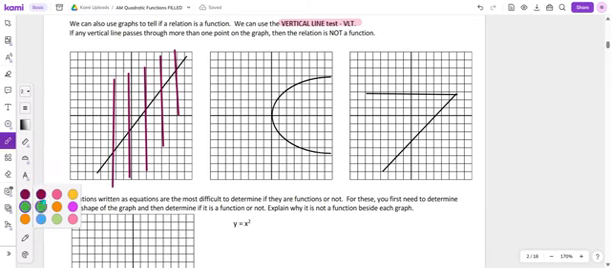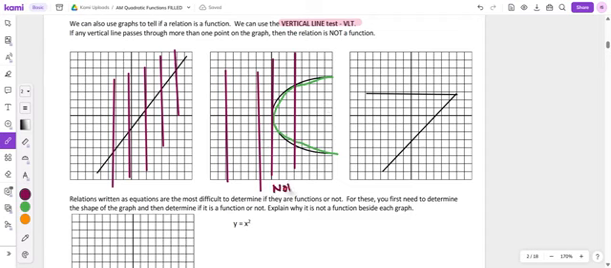They don't. Well, what if we have a sideways parabola like this? Let's draw some vertical lines. Doesn't touch the parabola, doesn't touch the parabola. Watch, touches it once, touches it once, and then touches it a second time. Danger. So is the sideways parabola a function? No, not a function.